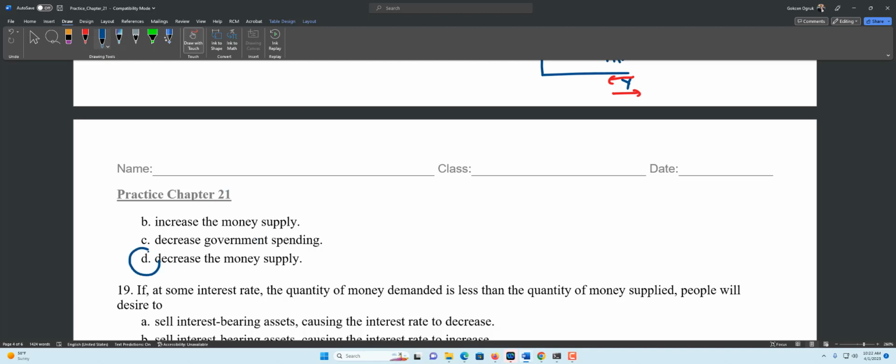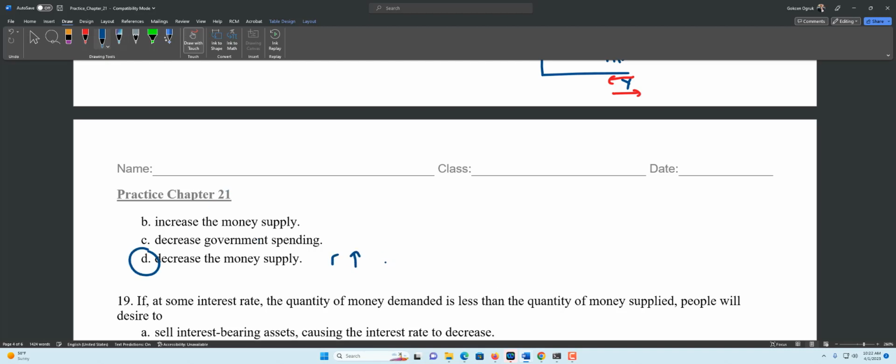When the money supply is lower, interest rates are higher. When interest rates are higher, investment is lower. So the aggregate demand curve is going to go down and the economy will be stabilized.